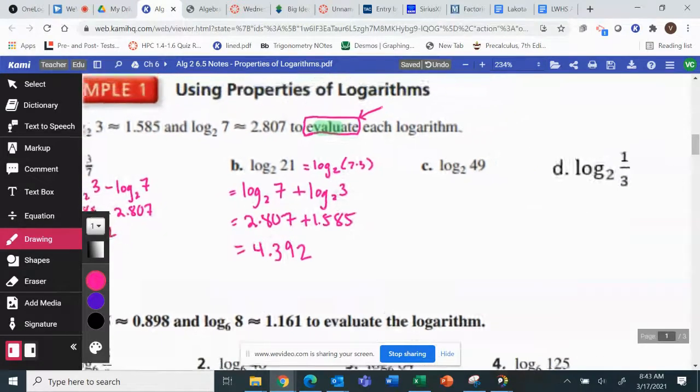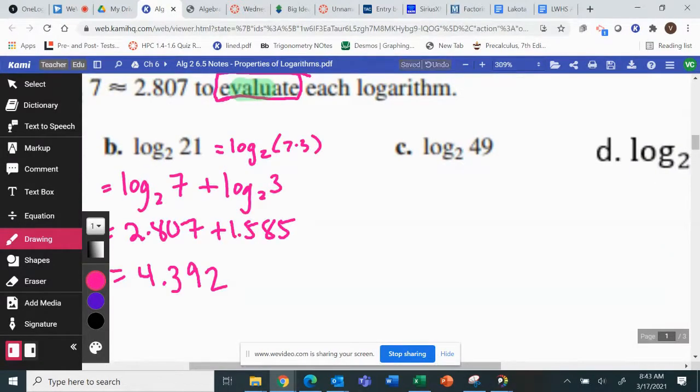Okay, the next one is log base 2 of 49. We need to make 49 by either the 3 or the 7 or both. Jackson? We can use the 7 twice. So what operation would that be?